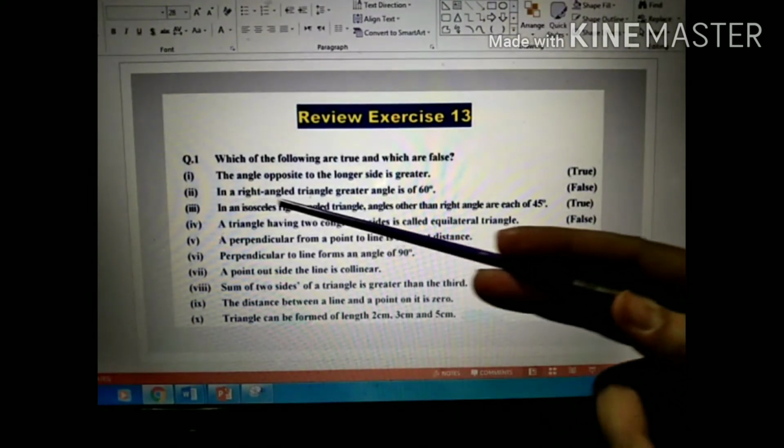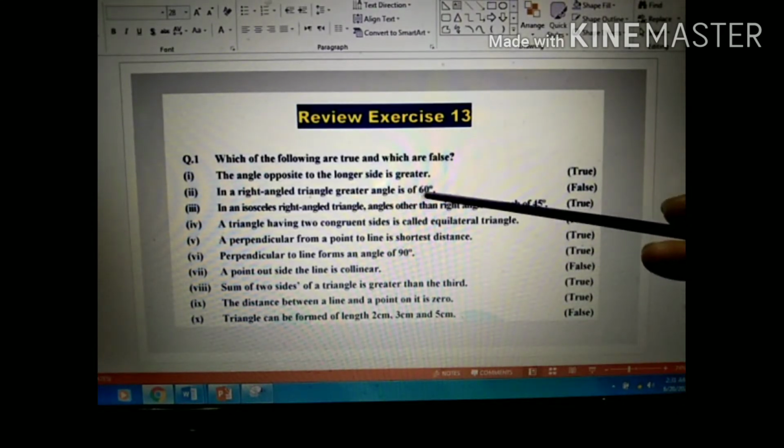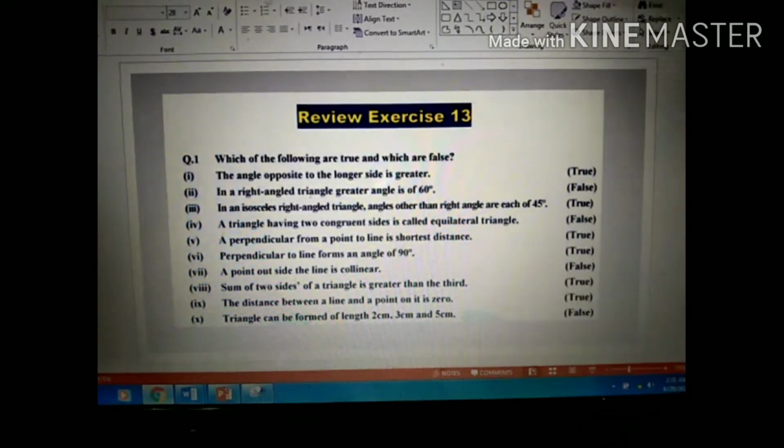In the second, in a right angle triangle, the greater angle is of 60 degree. If your triangle is right angle, then the greater angle must be 90 degree, not 60. This one is false.